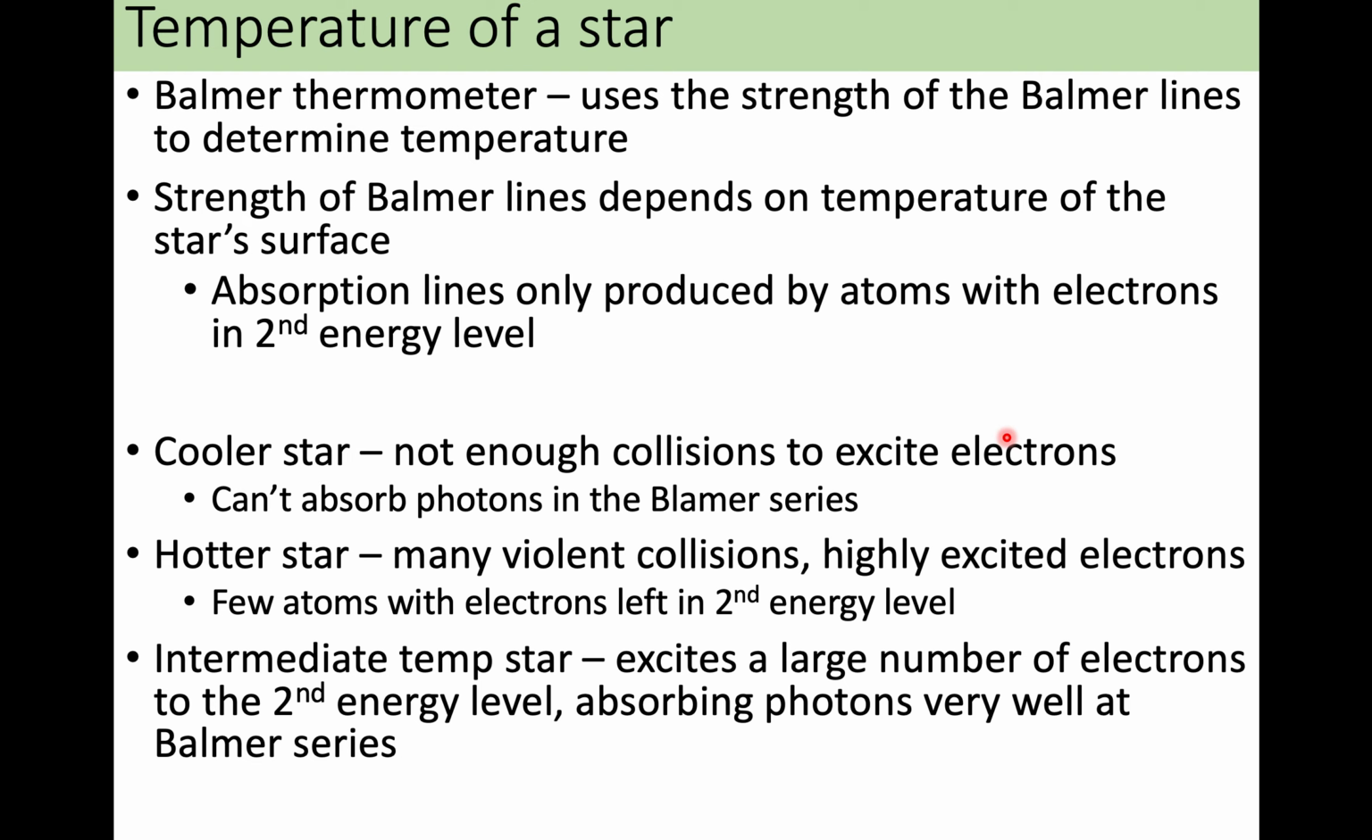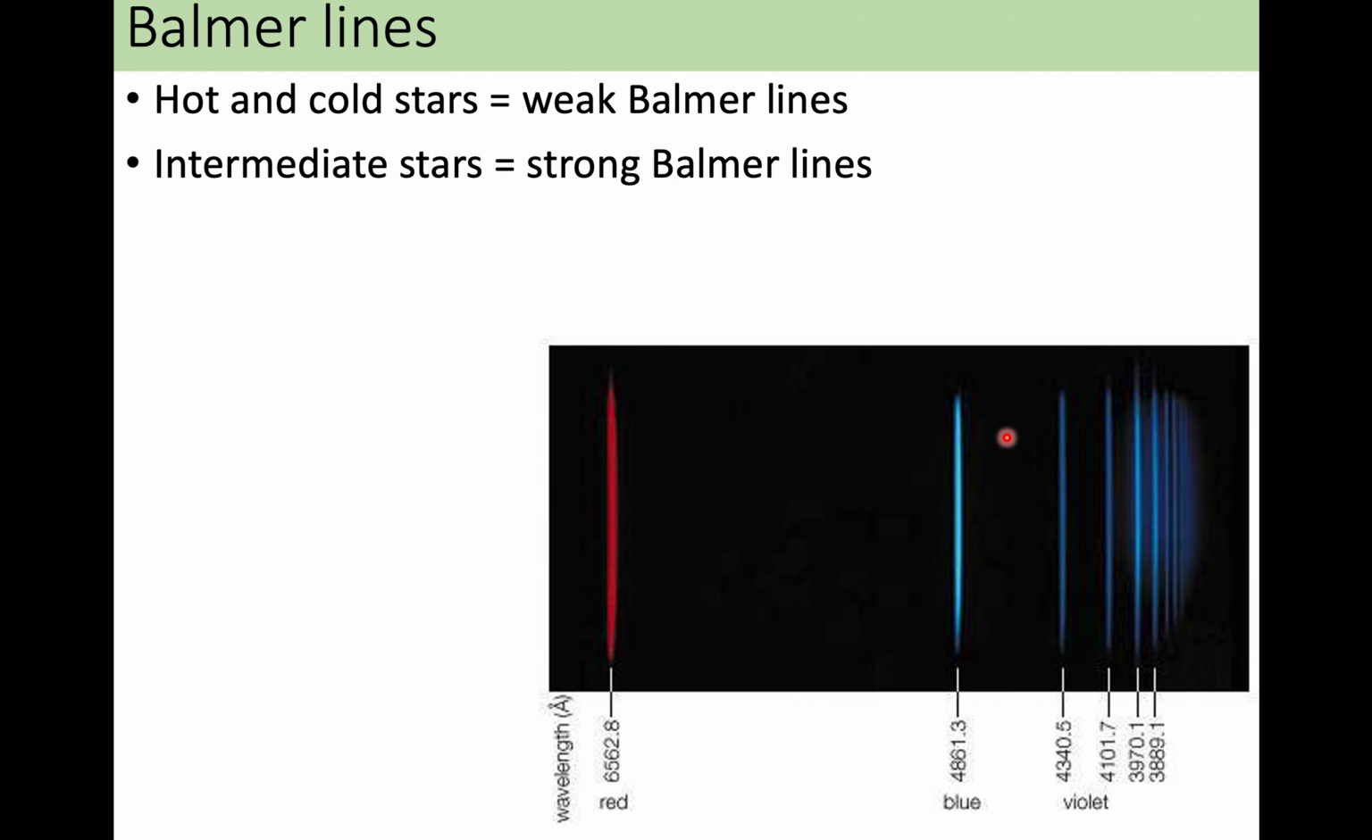Now, an intermediate, medium temperature star is sort of the Goldilocks zone. This is where a large number of our electrons will be excited into that 2nd energy level, but not too much higher, meaning they will absorb photons in that Balmer series. So we will see the pattern of the Balmer lines, the 1 red, the 1 light blue, and the 2 purple, with an intermediate temperature star. Not a star that's too cold, not a star that's too hot, but those medium temperature stars.